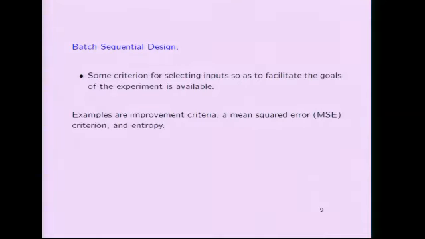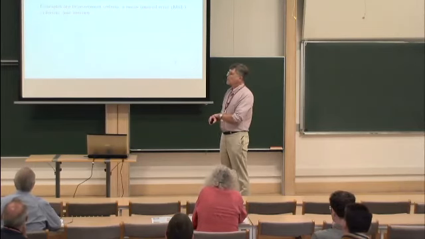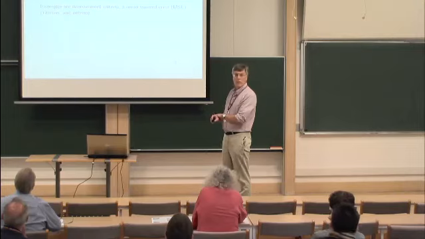And we have some criterion for selecting inputs so as to facilitate the goals of the experiment. And in the example I'm going to go through, I'm going to assume we're looking for an optimum because it's an example that some of you are familiar with. And the criterion that I'm going to focus on are things like improvement criteria. In fact, that's exactly what I'm going to focus on. But others are things like mean square error that you could use, entropy. Those are some possible criteria you could use to select inputs.